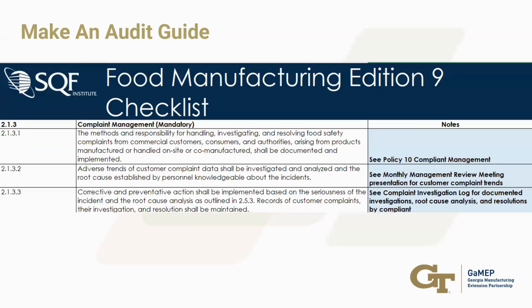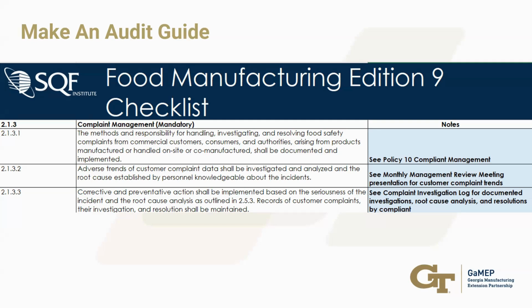So to illustrate, this is what an audit guide could look like. So this is that Excel SQF checklist that I downloaded from SQF's website, and I made a modification. On the left, you'll see the clause numbers. In the middle, you'll see SQF's requirements. And then on the right, I added a notes section where I wrote the notes of which policies, which records, and which logs I need to show the auditor in order to comply with Section 2.1.3 complaint management.